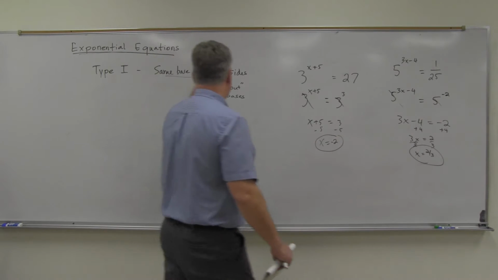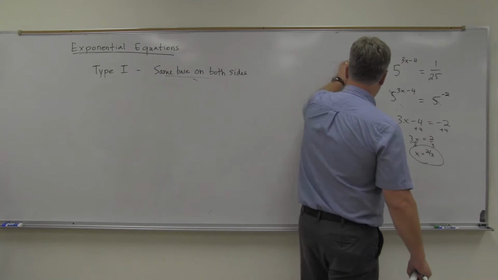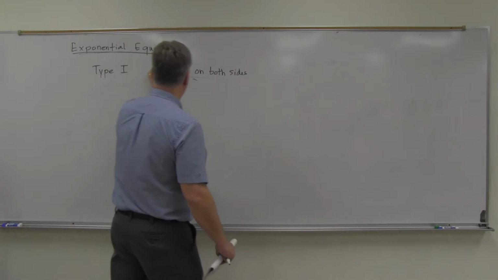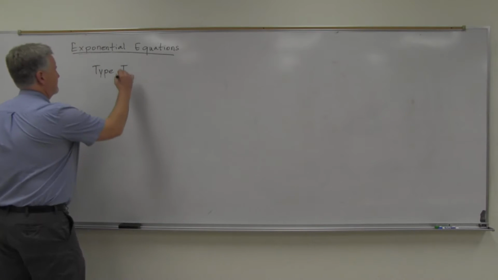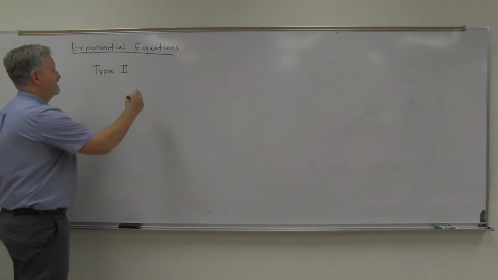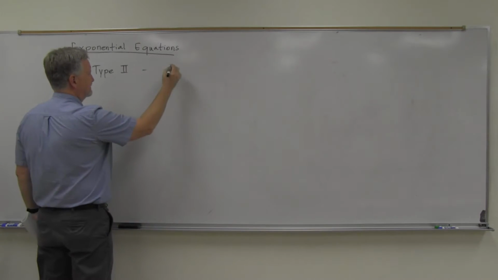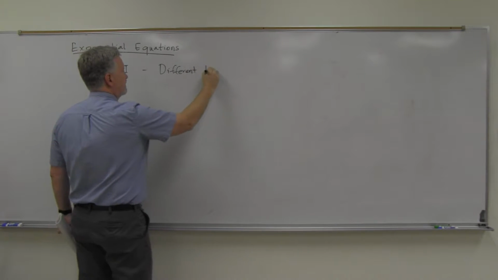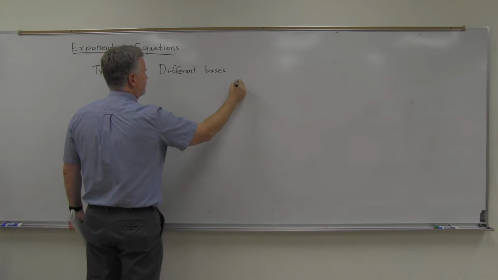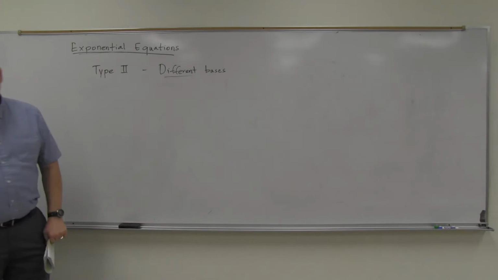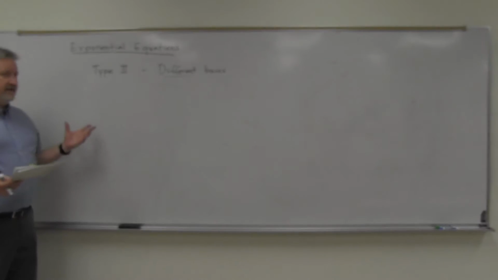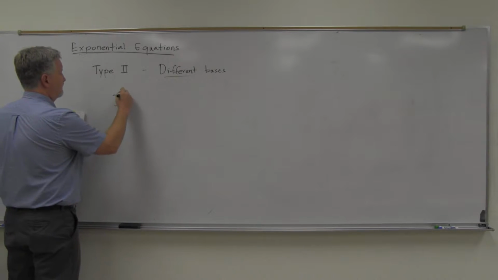So that brings up type 2 then. Type of equation. Type 1 is the same base on both sides, and then type 2 would be different bases on both sides, or not the same base on both sides. That's probably going to happen more often than not if you think about it. Yeah, so just a very simple example would be 3 to the x equals 12.